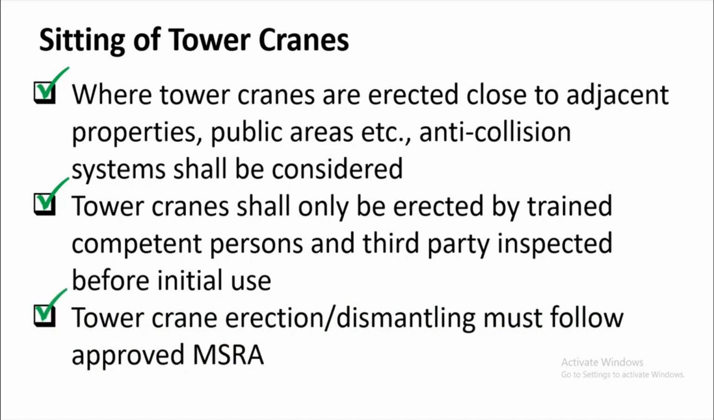Tower crane erection and dismantling must follow an approved method statement and risk assessment. So when they are erecting a tower crane, make sure they have an available method statement and risk assessment, and this should be approved before they can start the job. In this method statement, you can find how they will install it safely and what control measures they need to implement during the erection of the tower cranes, including the design drawings and calculations of the tower cranes, which are included in this MSRA.